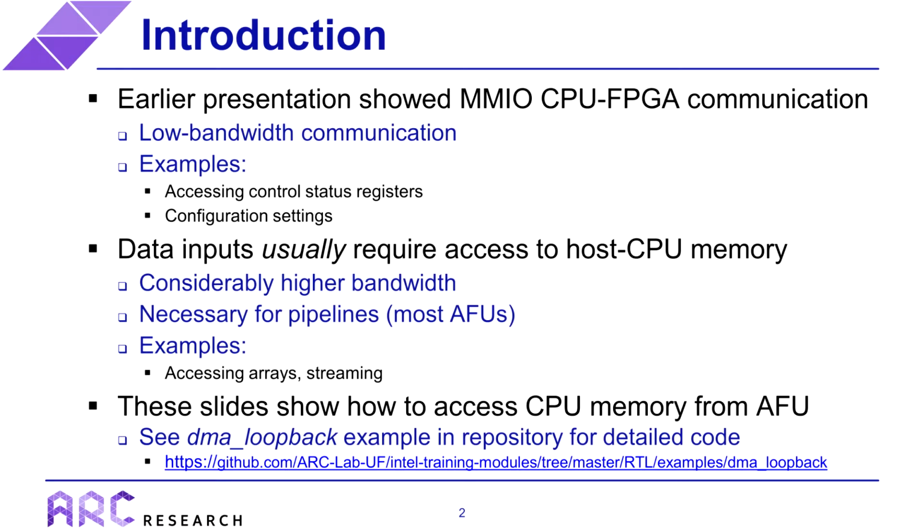Now these slides are going to look at how you can go about doing this, how you can access the CPU's memory from the AFU. And there is an example in the repository. I don't refer to it in these slides, but it will go through a detailed code example of how to do this. It is this DMA loopback example.